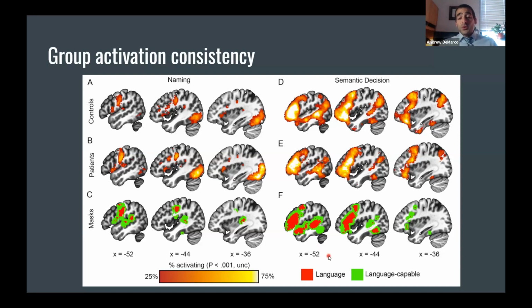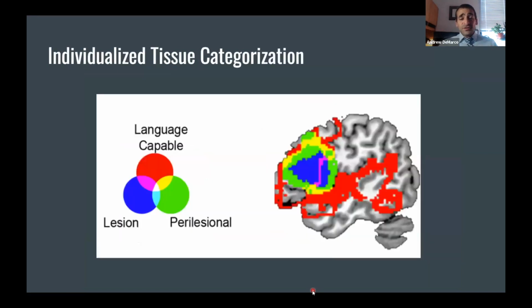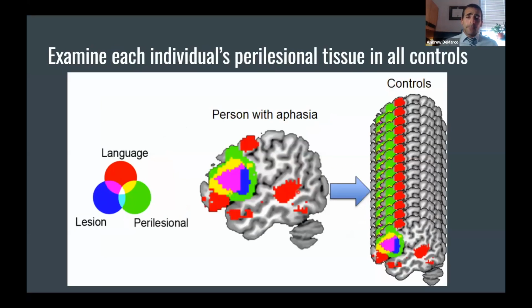And so what we're going to do with these language areas, language capable areas, is intersect those different groups of voxels with the perilesional tissue that's defined for each individual patient. And so here, language tissue is invisible. We have language capable in red, this patient's lesion in blue, and the first perilesional shell in green. Overlaps mix the colors.